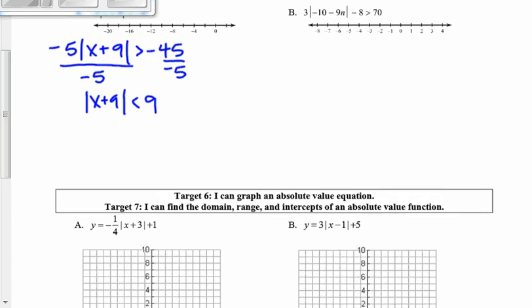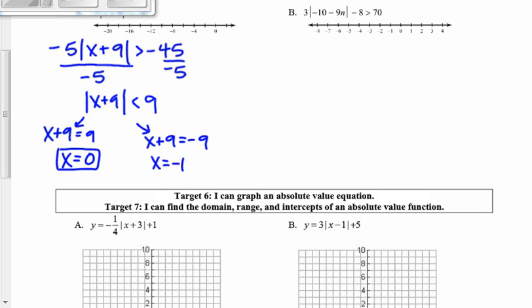And then I'm going to treat this like I did the equations. So I'm going to put x plus 9 equal to 9 and x plus 9 equal to negative 9. And I'm going to solve in both cases. So if I subtract 9 over here, I get 0. If I subtract 9 over here, I get negative 18. And these are going to be what I call my key values.